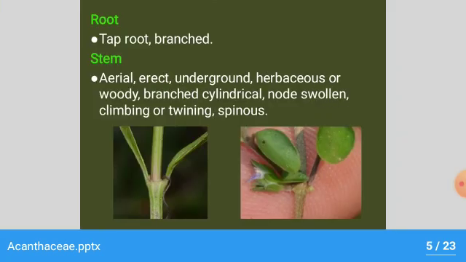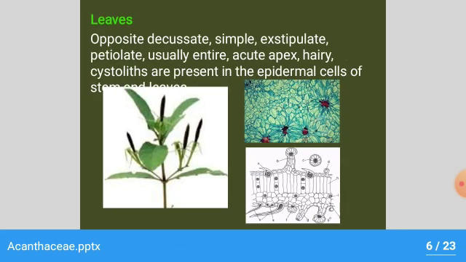Next one is root, generally a taproot system, branched. The stem is normally aerial, erect, sometimes underground, herbaceous in nature or woody, sometimes branched, cylindrical. Normally nodes are swollen, climbing or twining, spinous. Leaves generally opposite decussate, simple, exstipulate. There are no stipules. Usually entire leaves, acute at apex, hairy, that is pubescent, on both surfaces. Then cystoliths, that is cavities or stone cells, are present in the epidermal cells of the stem. This is one of the characteristic features of family Acanthaceae.